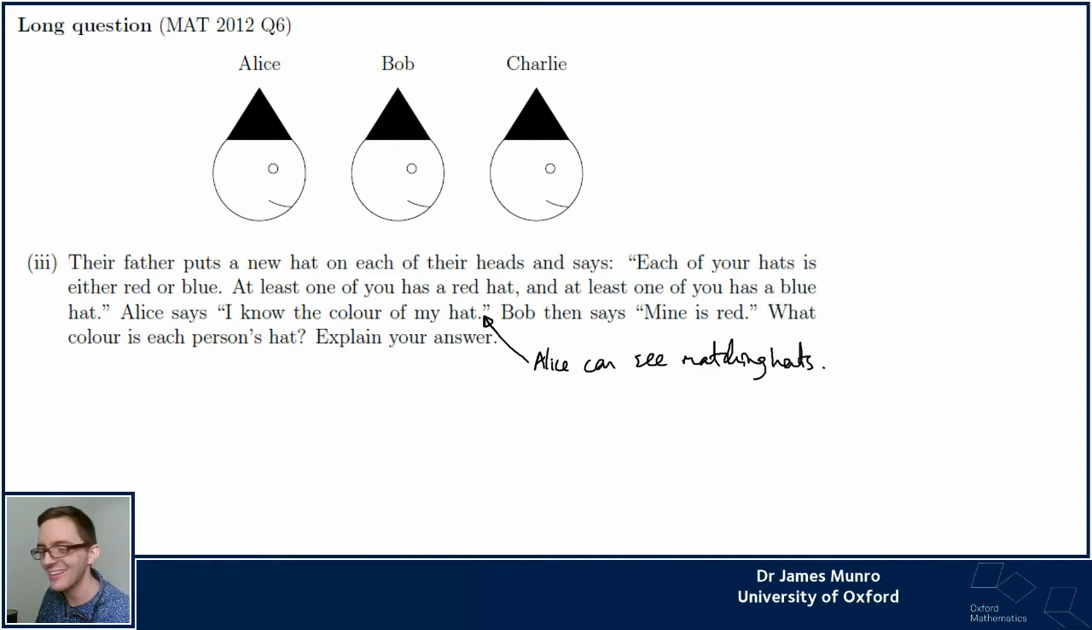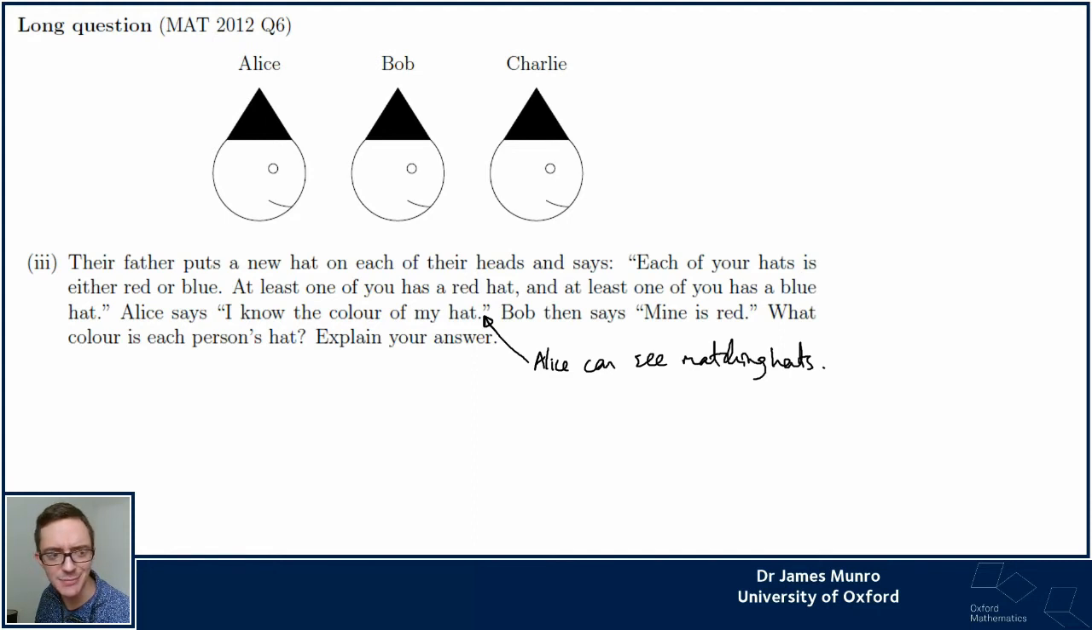And in a couple of those cases, if Alice can see a red hat and a blue hat, then her hat could be either colour because it meets all of the conditions that their father's given them. But it sounds like Alice can see matching hats. Okay, Bob says mine is red. We don't actually need to understand Bob's reasoning.